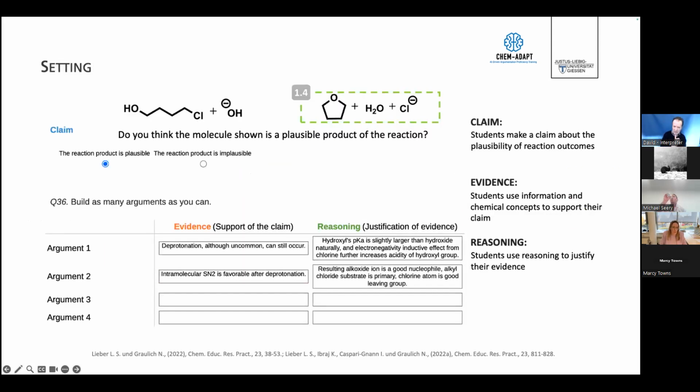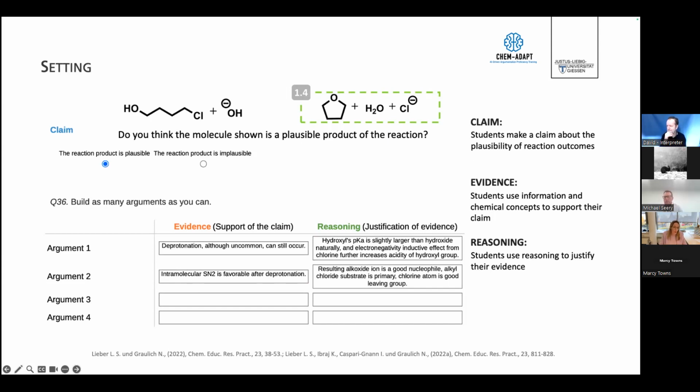So we did that online and prompted students to rate the plausibility of these reaction product cards, and then gave them the opportunity to build an argument and to write down their arguments in the text box for evidence. And then also we asked them to justify the evidence by reasoning. So we're following the typical claim-evidence-reasoning model that is commonly used in argumentation and science education research.